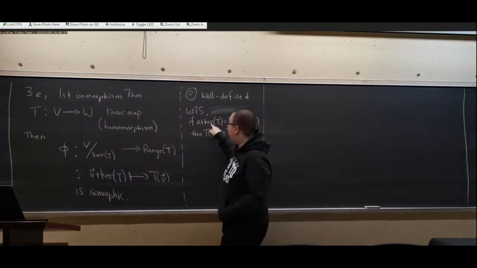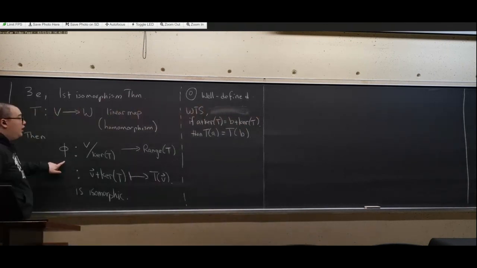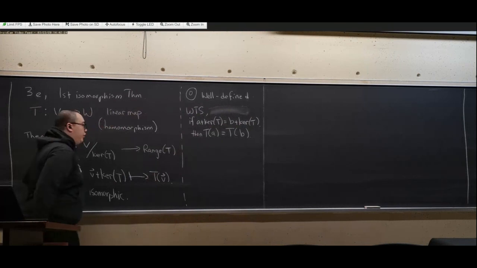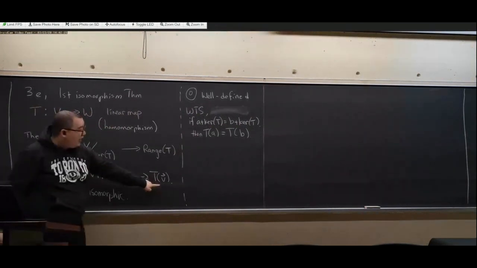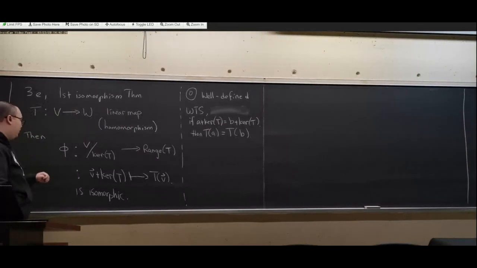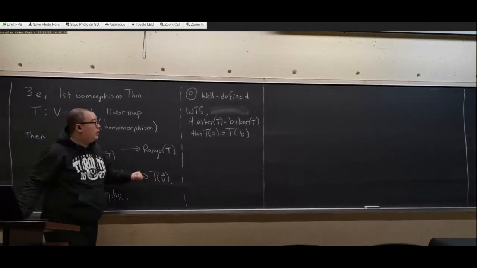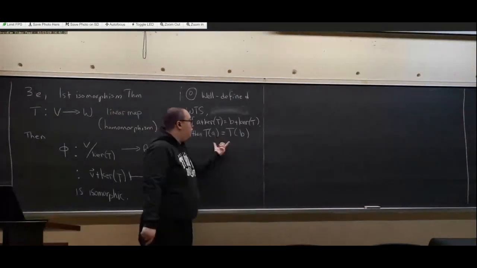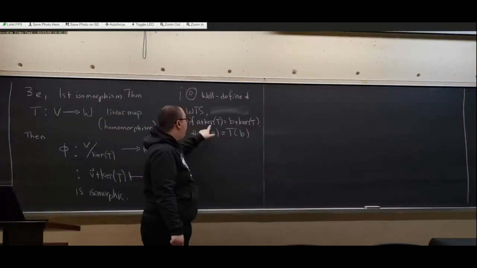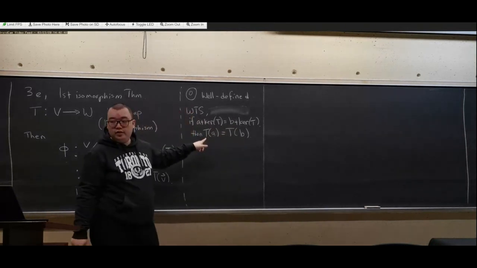Right? Because if we plug A plus kernel of T into phi, we get T of A. If we plug in B plus kernel of T into phi, then we get T of B. And we want to make sure that their result is also equal, so that if we have a single element as an input, we do not get two different answers, right?